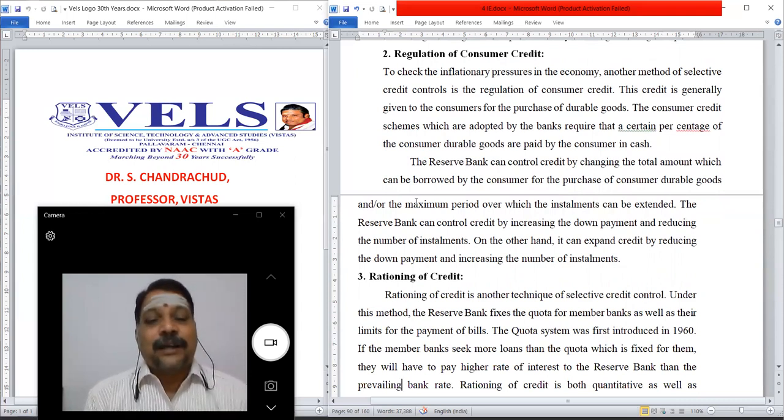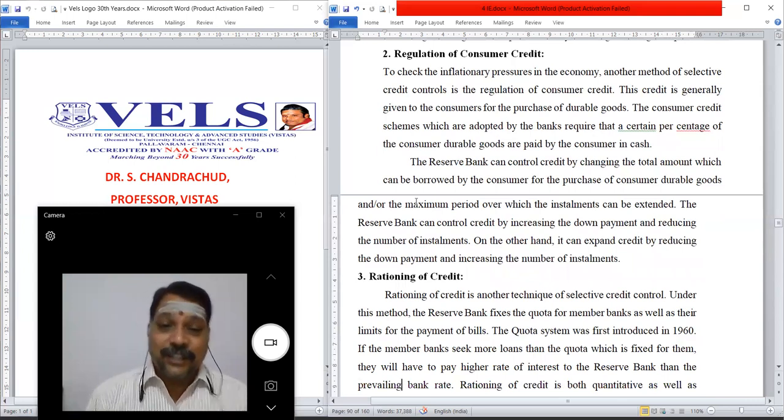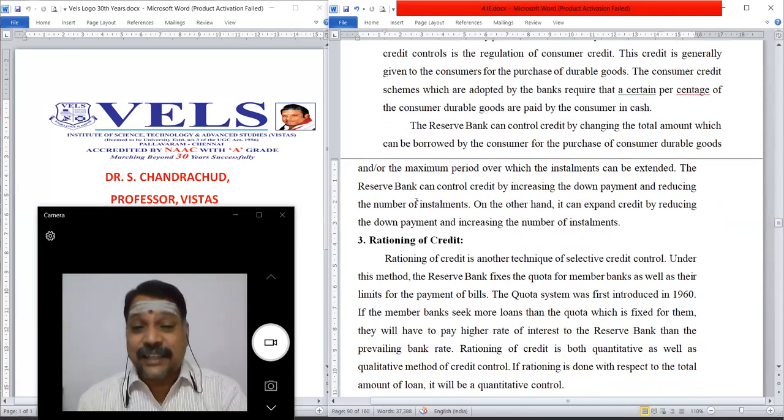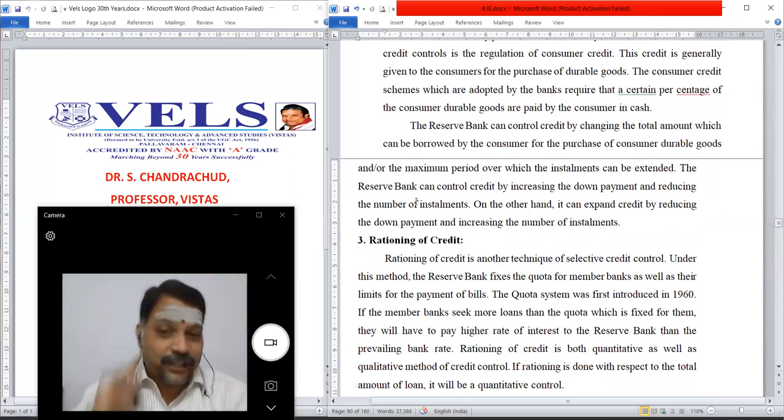The Reserve Bank can control credit by increasing the down payment and reducing the number of installments. In other words, it can expand the credit by reducing the down payment and increasing the number of installments. This is the second method of selective credit control.